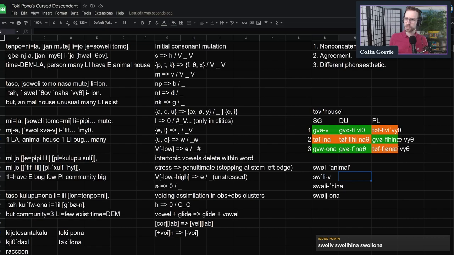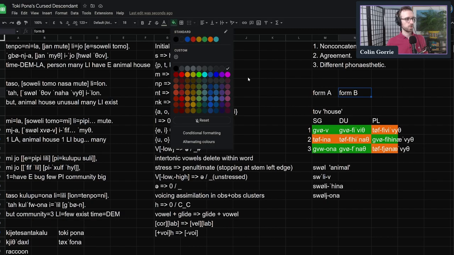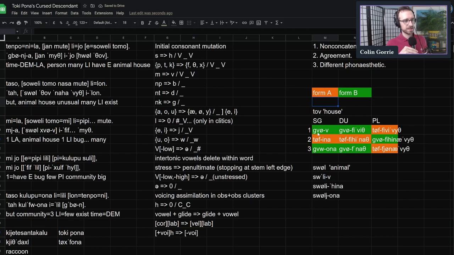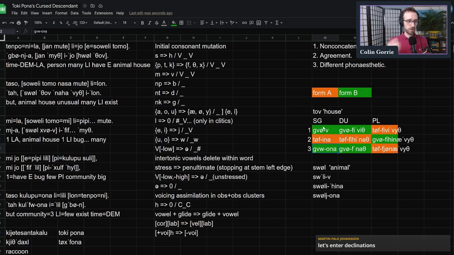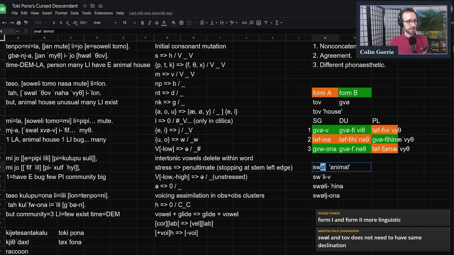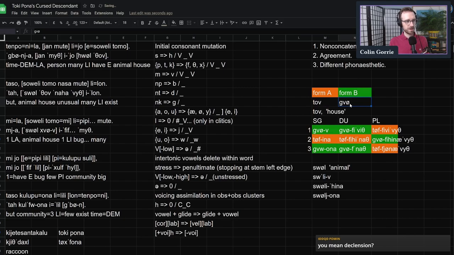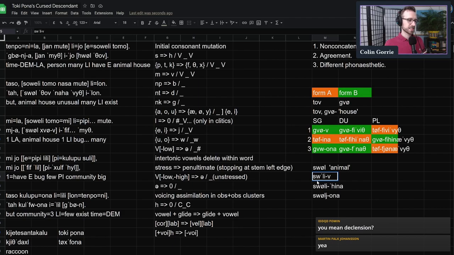So maybe what we'll do is have this shape of a paradigm where we have form A and form B. So these are the principal parts. You need to know form A and form B, so form A is orange and form B is green. And then the language works using analogy to regularize things so that you only ever need two principal parts. And so for tov, it's tov gv. And for swil, we'd write it probably like tov gv, house, and swil. And then we have to figure out what to do with this sleeve. We should restore its former vowel here to make sure that this is not absolutely out of control.